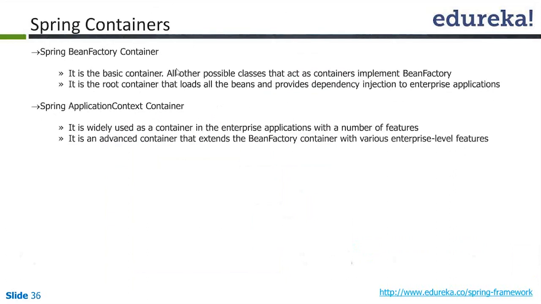Spring containers. Spring has two containers, as we covered earlier: the bean factory container and the application context container. Regarding bean factory, it is a basic container. All other possible classes that act as containers implement bean factory. It is a root container that loads all the beans and provides dependency injection to enterprise applications. So there would be one XML file, and in that XML file there would be many tags like beans, bean. Here the bean tag corresponds to the configuration related to, for example, a class called user.